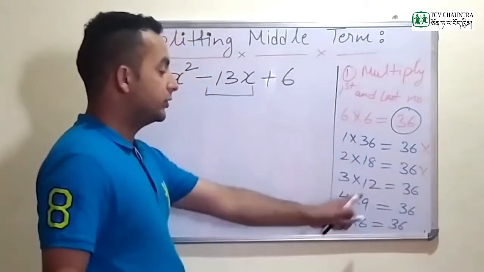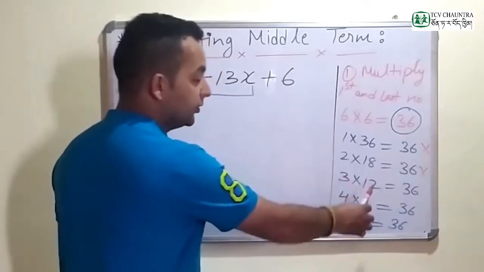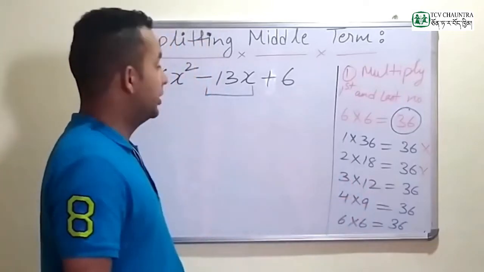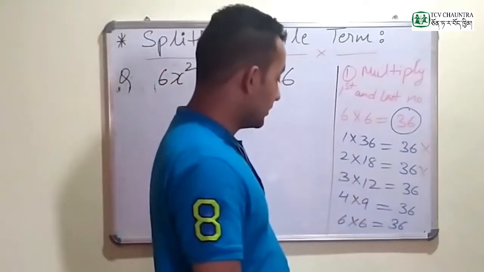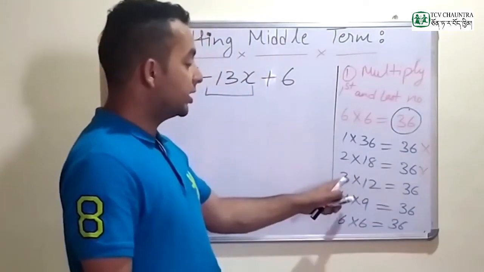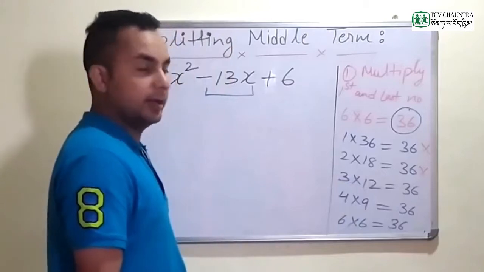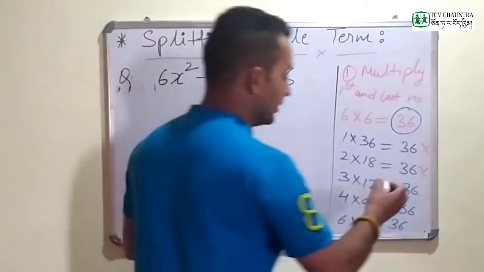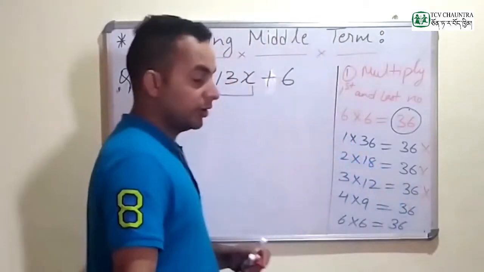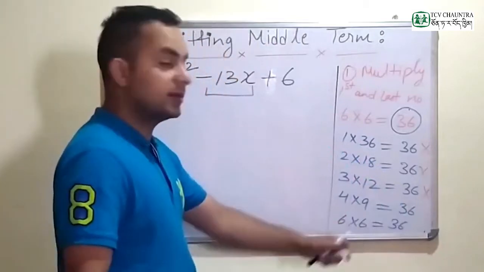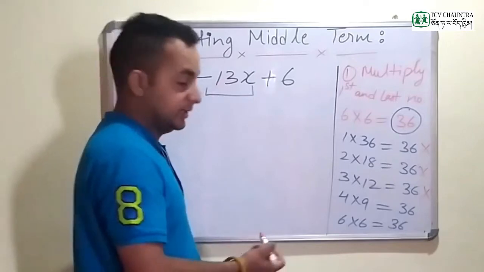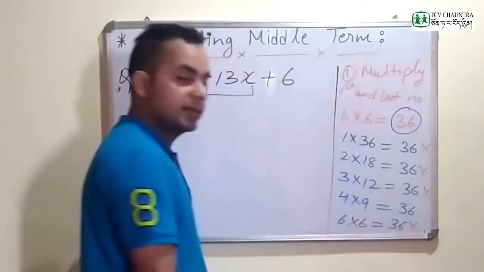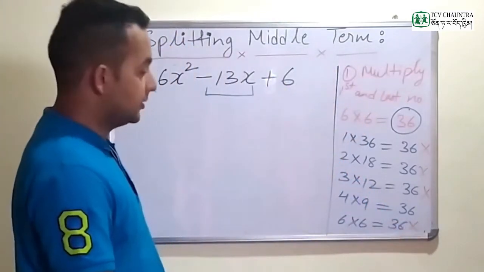So third we have 12 and 3. When we add 3 to 12, your sum is 15. But you need negative 13x, so 15 doesn't make any sense. Similarly, when you subtract 3 from 12, you get 9. Again 9 doesn't make any sense. So this is again crossed out. And the last one, 6 times 6 is 36. When you add 6 plus 6, you get 12, but you need 13. And when you subtract 6 from 6, you get 0.